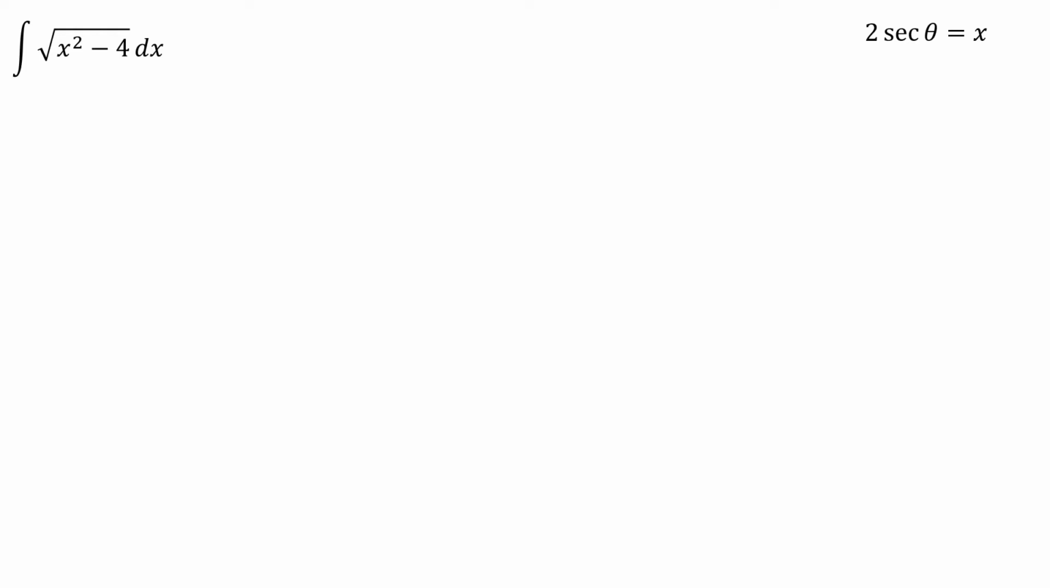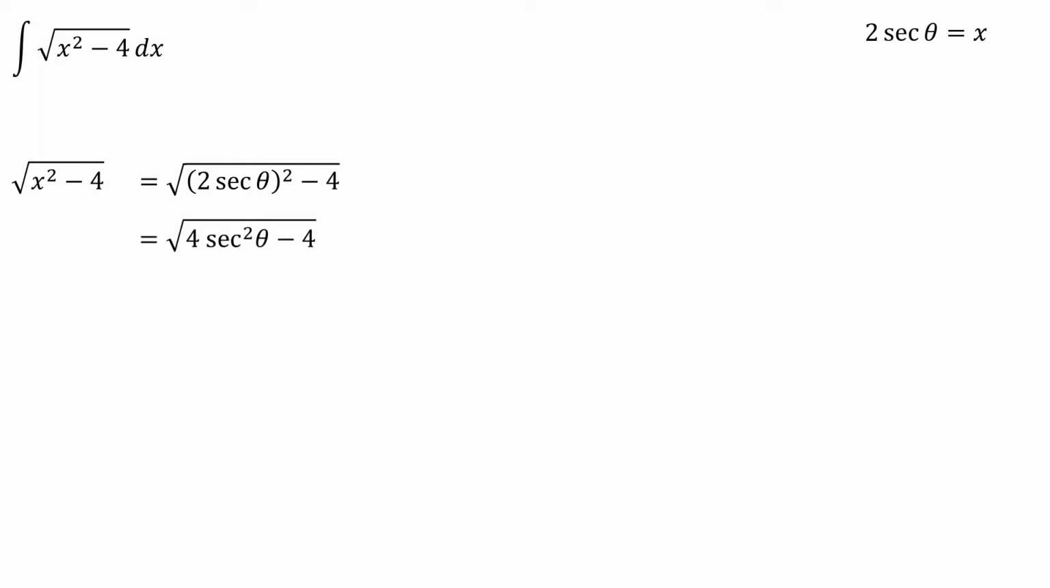Well, what should have happened next? Let's go a little further down the path. I'm just looking at this part inside the integral, the square root of x squared minus 4. And I will plug in 2 secant of theta, because that's what I said you should use to substitute for x.